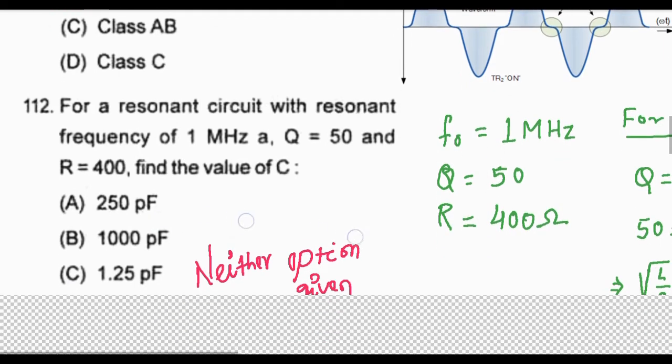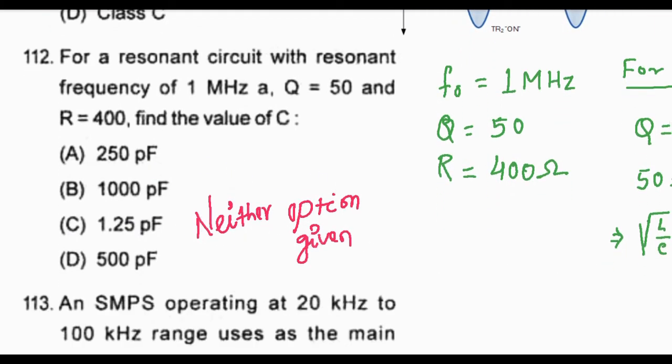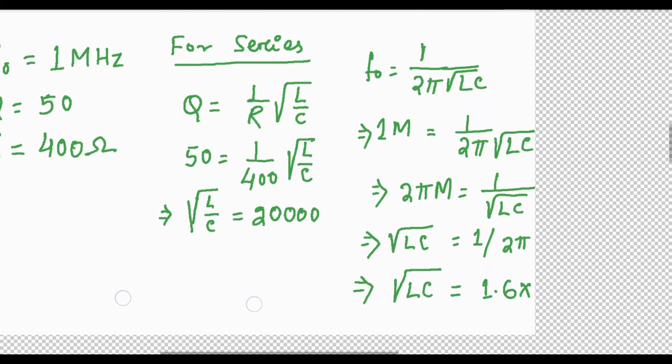Next question is: for a resonant circuit with resonant frequency of 1 MHz, quality factor is equal to 50 and R is equal to 400 ohm, find the value of C. So here nothing is given about whether this is a series circuit or a parallel circuit. So you have to calculate in both the cases what is the answer and find out if the answer exists in the options or not. So first thing we have to consider the series condition.